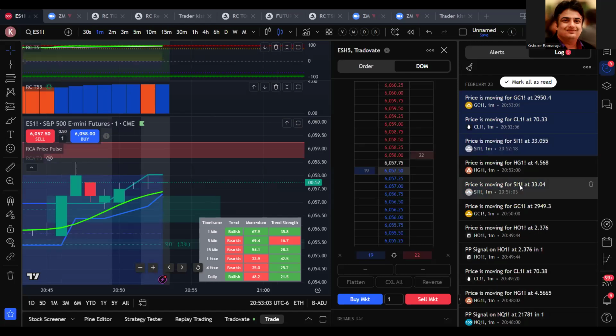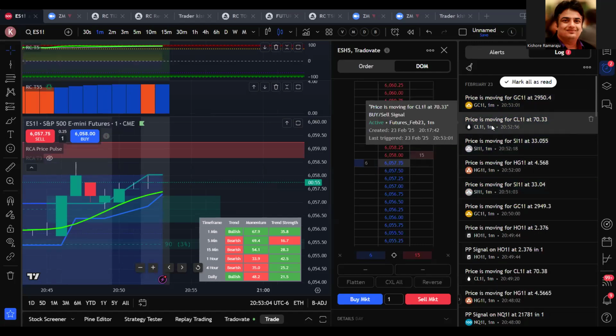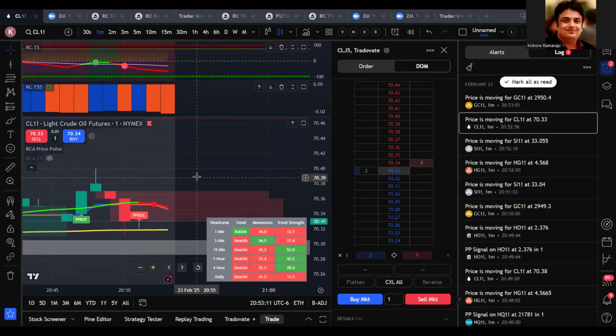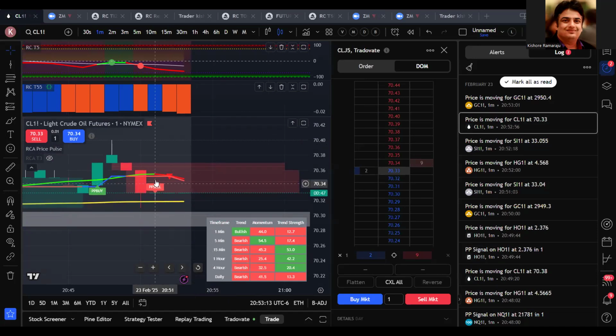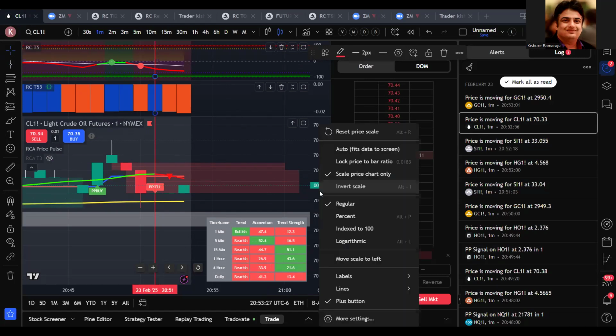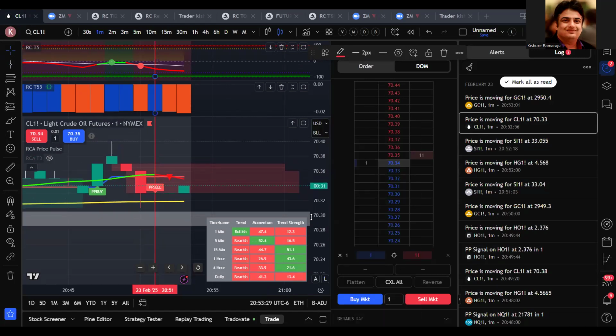So as of now, we are holding NQ short, and also we are watching crude oil again. We got a sell again, PP sell. So just put your cursor. You see sellers here. Overall table is also looking bearish. So I can go ahead and enter short one more time.